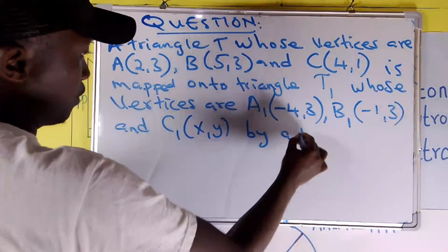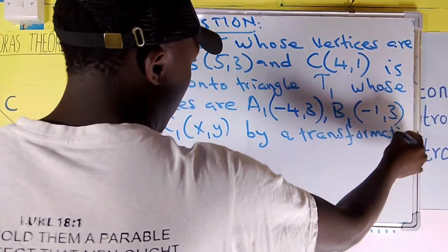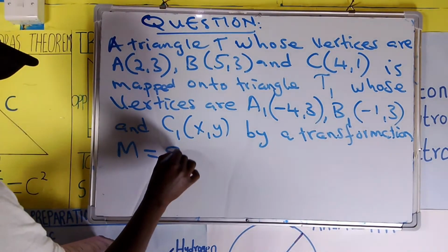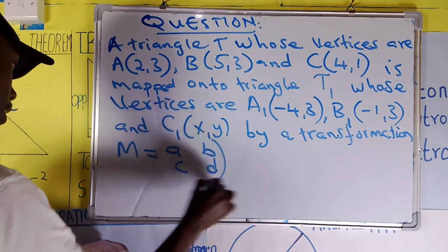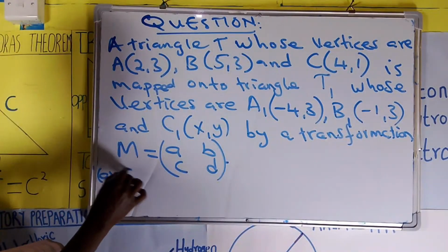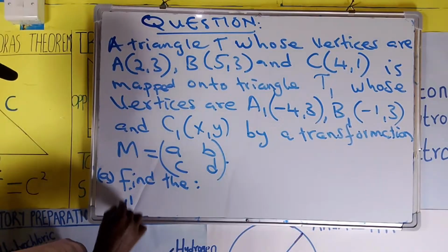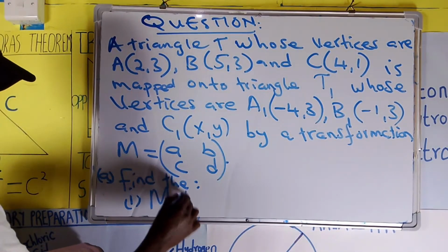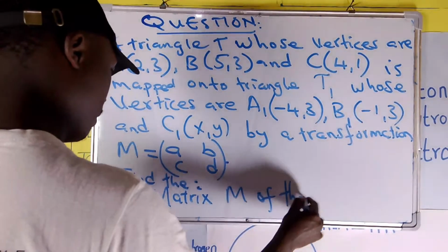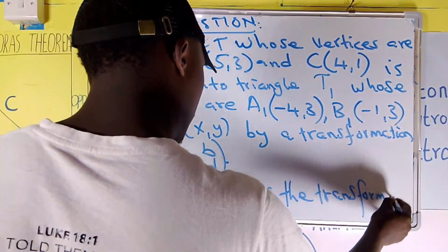by a transformation M equals (a b; c d). (a) Find the matrix M of the transformation. Matrix M of the transformation.